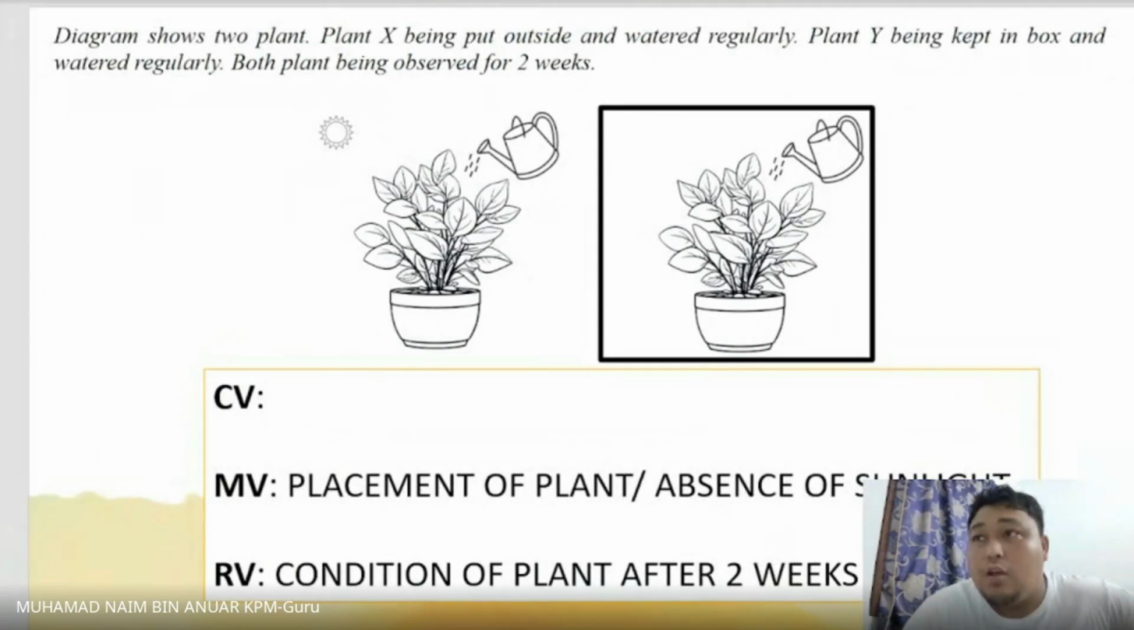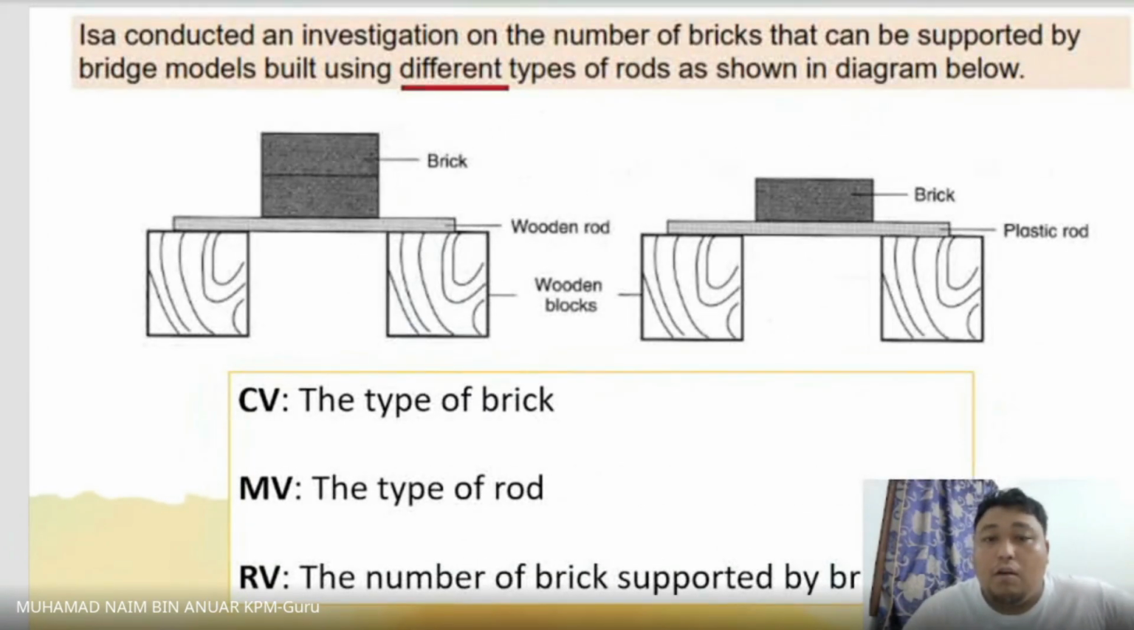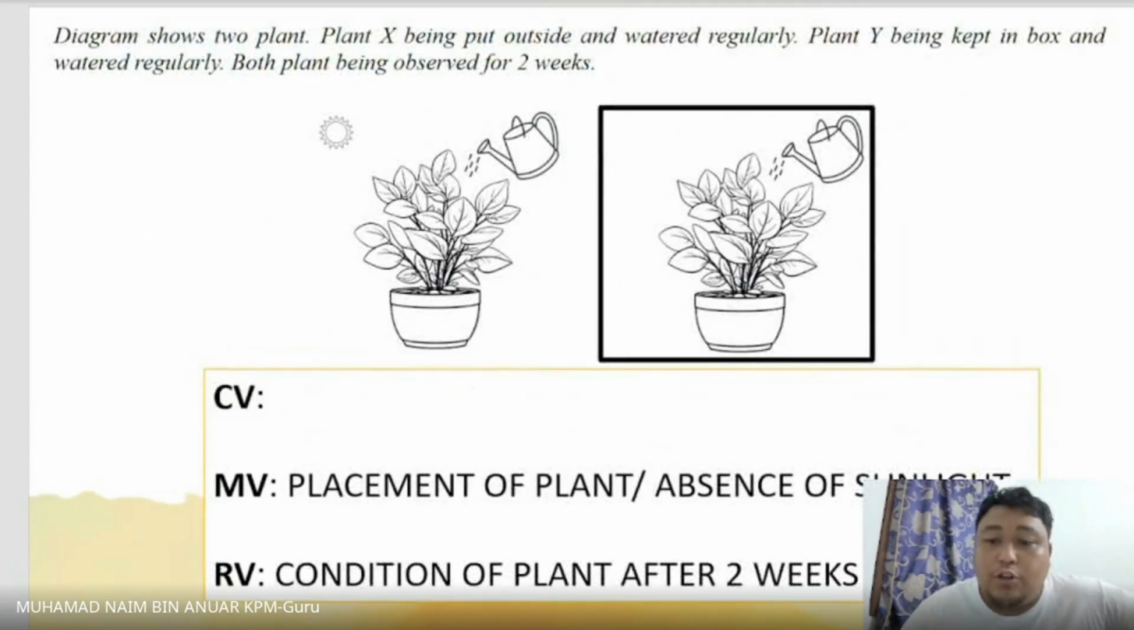Okay, and that leaves us with one thing, which is CV, constant variable. What is a constant variable? The manipulated and responding variables change throughout the experiment, one before and one after, but the constant variable stays the same. Example, for this question, what is the constant variable? The type of brick, the weight of each brick, the wooden block, the height of the wooden block also can, because all of these are the same. This question, I want you to write to me what is the CV, constant variable. Okay?